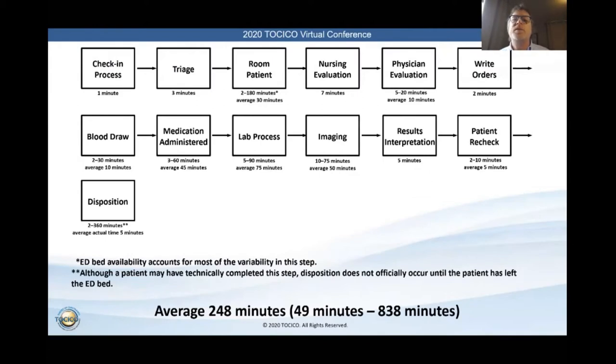Here is another way to look at the process map of patient flow through the ED, again, beginning with the check-in process and ending with the patient's disposition. The times below each step represent the range or the average amount of time that each step takes. The average length of stay for this ED patient is just over 4 hours.